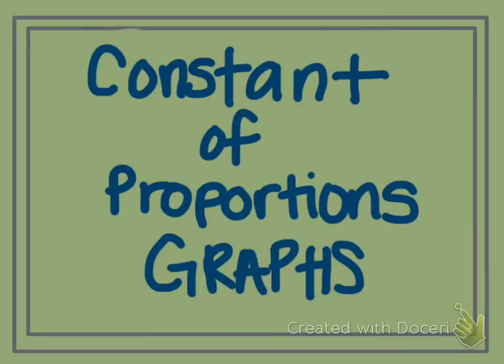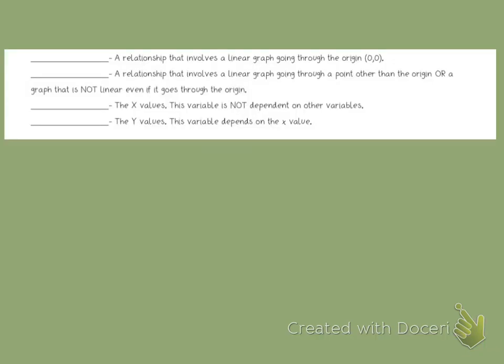Today we are going to learn about constant of proportionality with graphs. Blank is a relationship that involves a linear graph going through the origin. So that's proportional. And blank is a relationship that involves a linear graph going through a point other than the origin, or a graph that is nonlinear, even if it goes through the origin, is non-proportional.